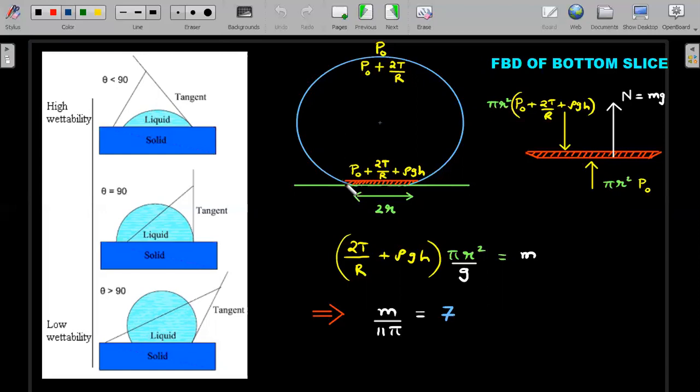Now what I'll do is I'll take a small slice at the bottom here and draw that slice FBD. So this is a small size. The slice is so small that its own weight need not be considered. But with the contact with the bottom, you will have a normal reaction, which is same as the normal reaction of the overall thing. So this normal reaction is equal to the overall weight. This is the trick that I am talking about.